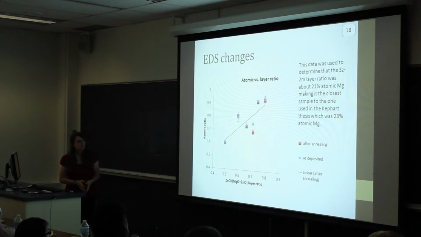So EDS, this is data you can get from the scanning electron microscope. And this was important in identifying which one of our films was closest to the reported 23% atomic magnesium. So it was found that the closest one was the 3 zinc to 2 magnesium layer ratio, and it's about 21% atomic magnesium.